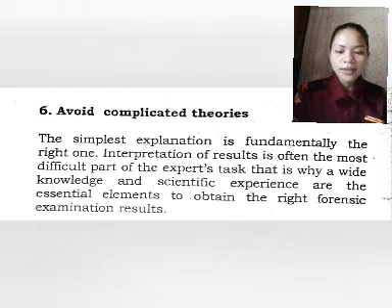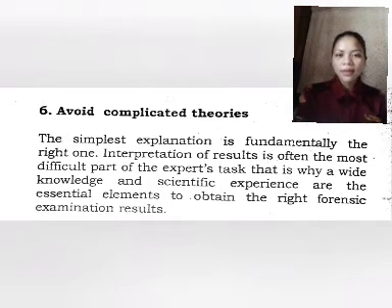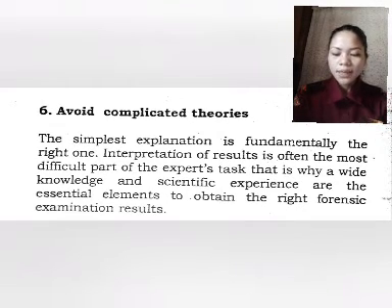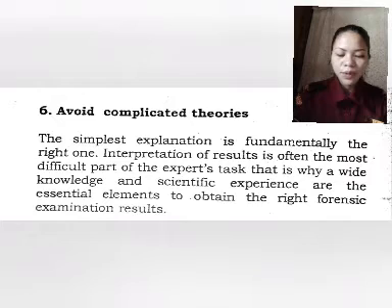golden rule in practice in forensic chemistry: avoid complicated theories. The simplest explanation is fundamentally the right one. Interpretation of results is often the most difficult part of the expert's task. That is why wide knowledge and scientific experience are essential elements to obtain the right forensic examination.